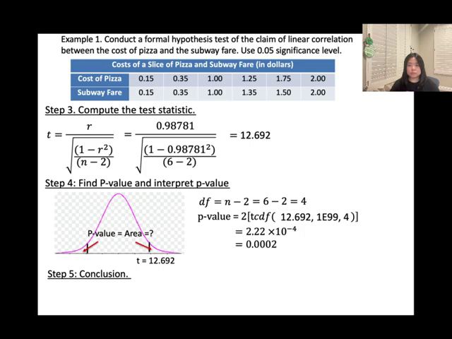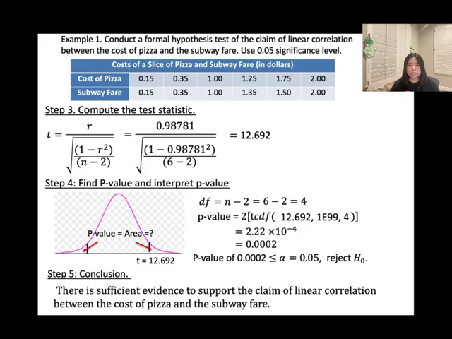Then interpret. We compare with your significance level, so we're going to reject the null hypothesis. Okay, now draw the conclusion. There is sufficient evidence to support the claim of linear correlation between the two variables. Okay, don't just put the two variables. Write it down: the cost of the pizza and the subway fare.